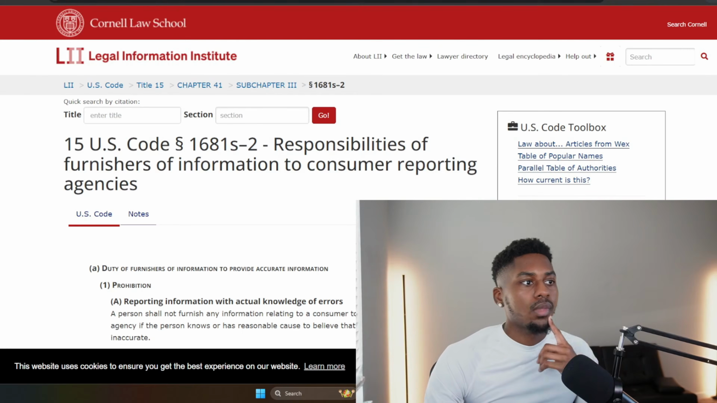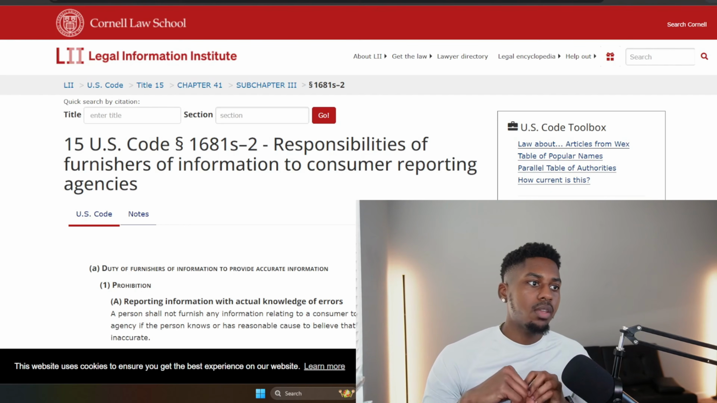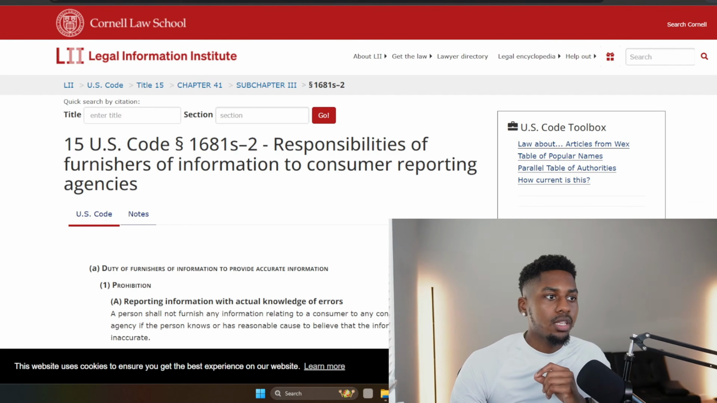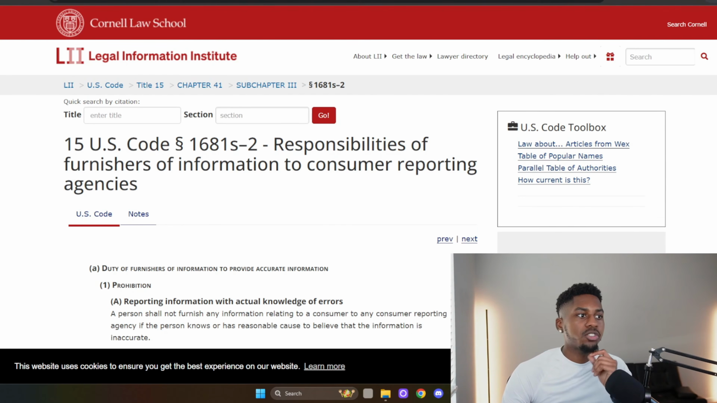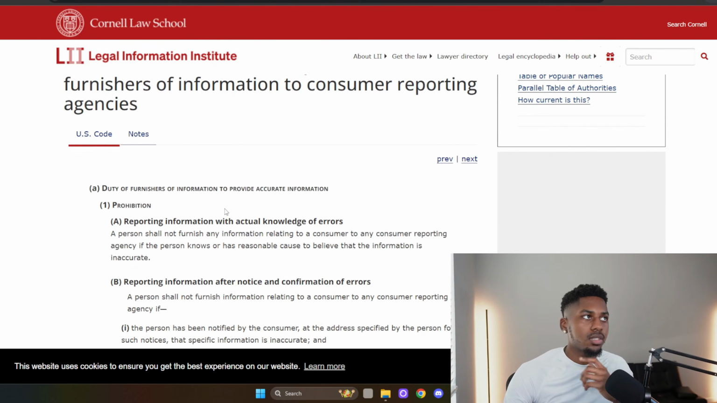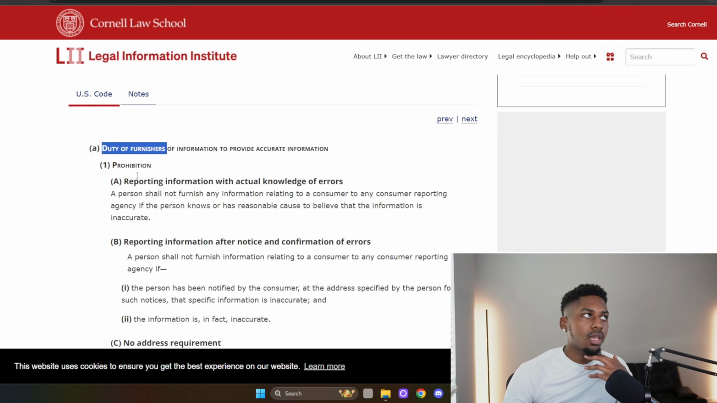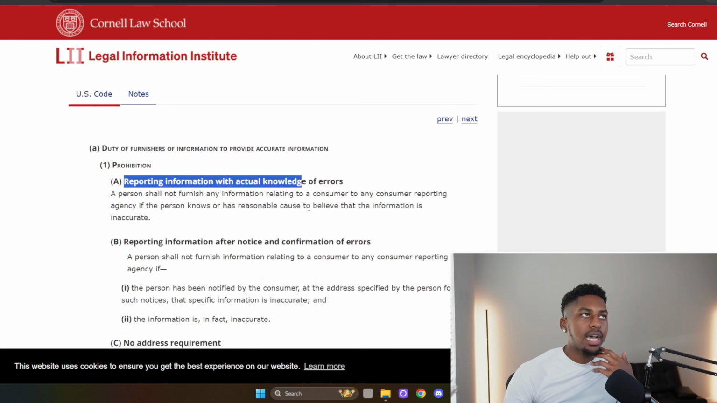So this is when we dive into filing a credit dispute. Okay. If they're still reporting a discharged debt to the credit bureaus, dispute it under 15 U.S.C. 1681s-2 and attach the 1099-C and demand immediate deletion. So we dive into 15 U.S.C. 1681s-2, and this is the responsibilities of furnishers of information to consumer reporting agencies. Okay. So essentially, it's going to break down the duties of the furnishers of information to provide accurate information. Okay. Reporting information with actual knowledge of errors.